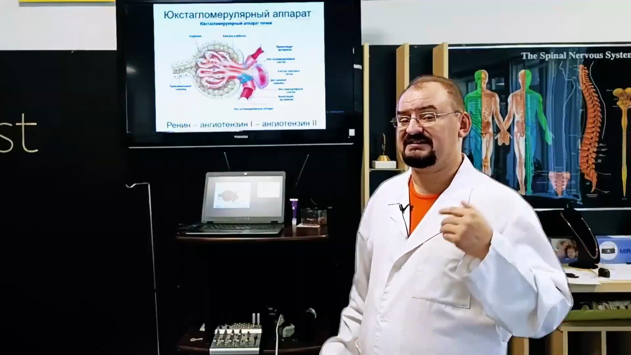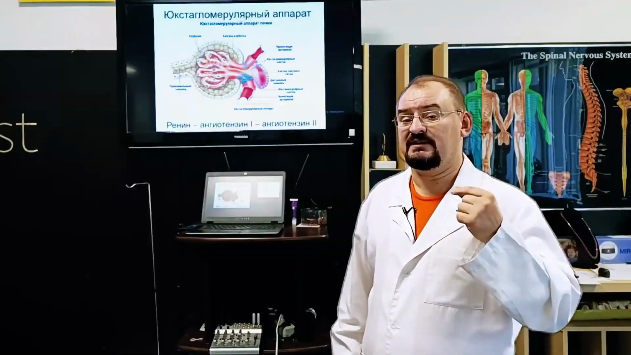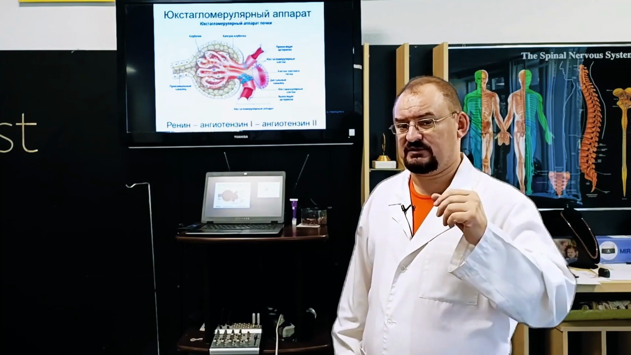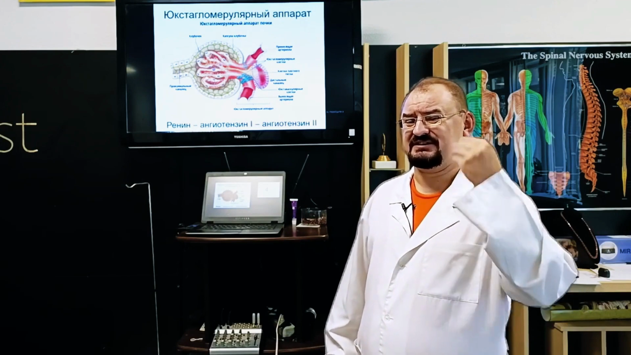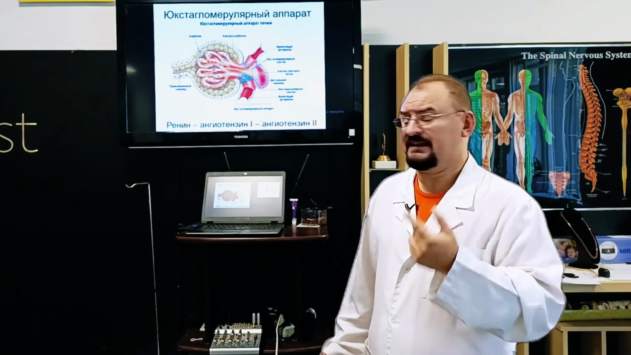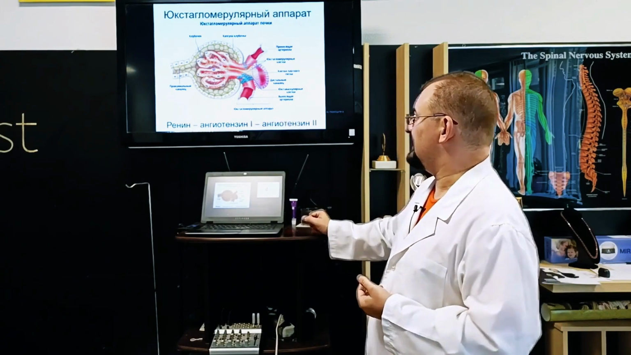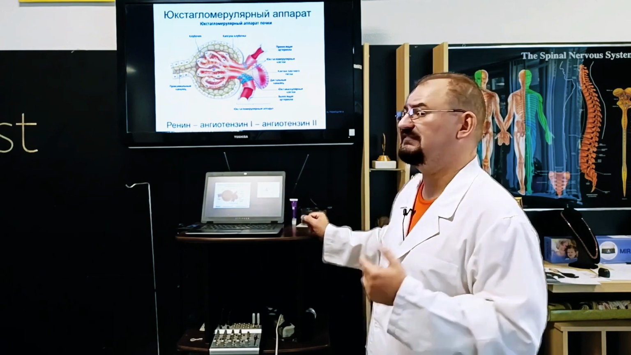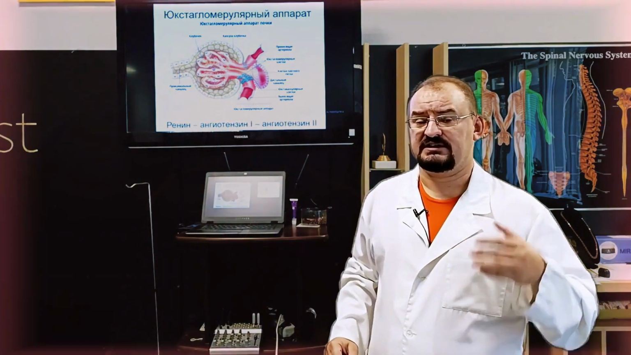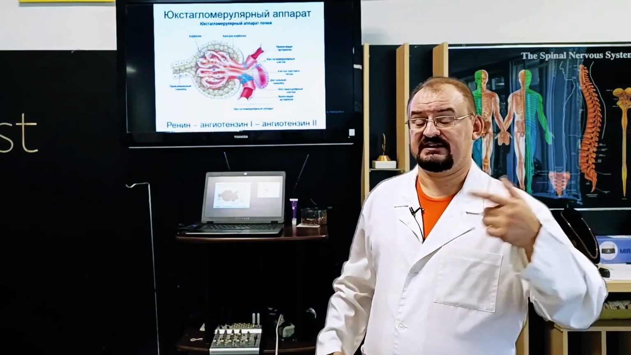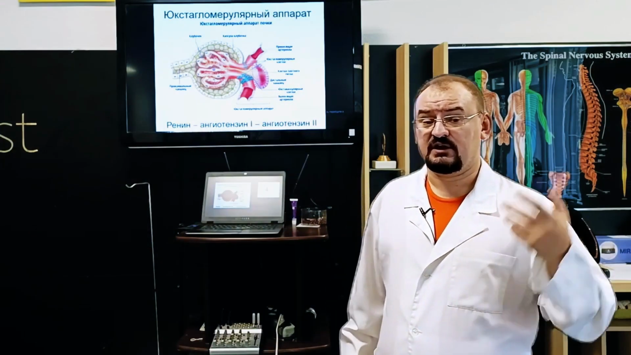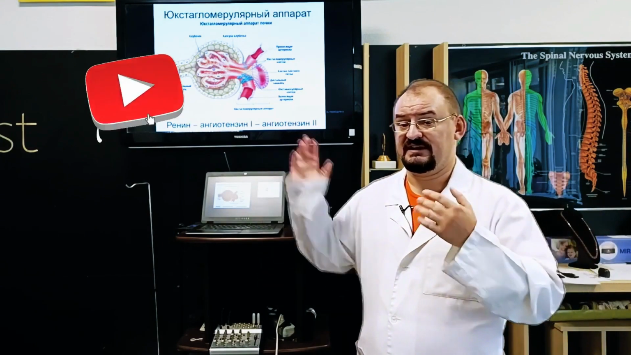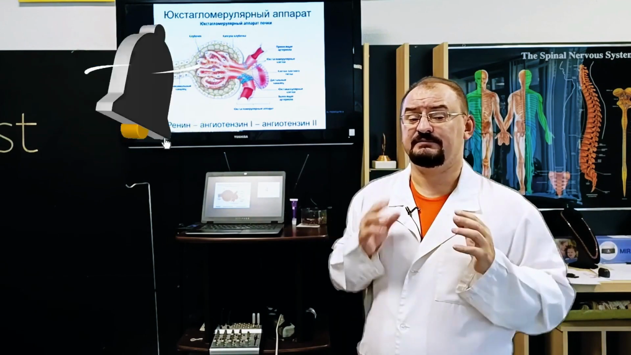And this apparatus is set up in such a way that when a person, simply put, drinks too little water, and the blood in the kidney is not being cleaned sufficiently, then this juxtaglomerular apparatus starts producing a hormone called renin. Ren is Latin for kidney. Nephros is Greek, like in nephritis, and ren is the Latin term. And this hormone from the juxtaglomerular apparatus of the kidney is called renin.